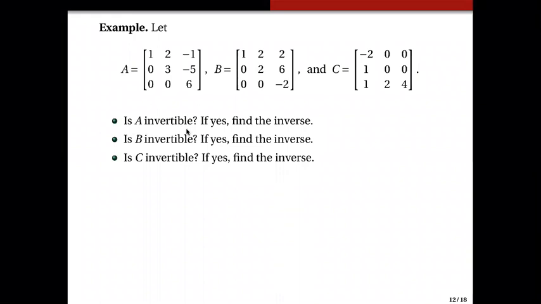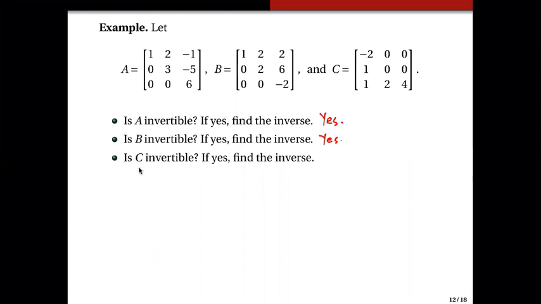So is A invertible? Look at the matrix A here. We have a triangular matrix and the diagonal entries are all non-zero. So according to the remark earlier, the answer here is yes. And then we'll find the inverse later. Is B invertible? Again, triangular matrix. The diagonal entries are non-zero. Okay? So according to the remark, the answer here will be yes. If yes, find the inverse. So I will leave it for you to practice to find the inverse of the matrix B.